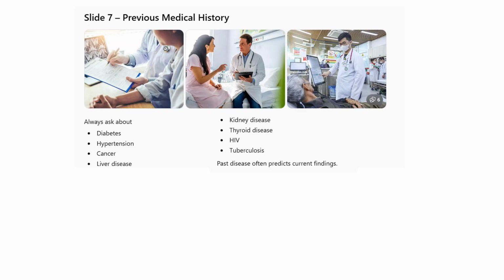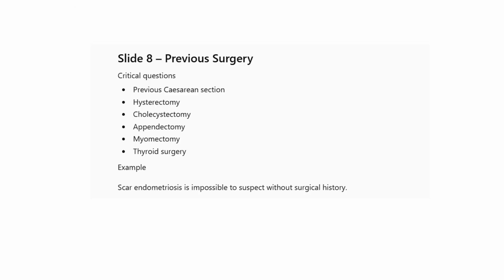The previous medical history: always ask about diabetes, hypertension, cancer, liver disease, kidney disease, thyroid disease, HIV, tuberculosis. Past disease often predicts current findings. The previous surgery, with critical questions: previous cesarean section, hysterectomy, cholecystectomy, appendectomy, myomectomy, thyroid surgery.